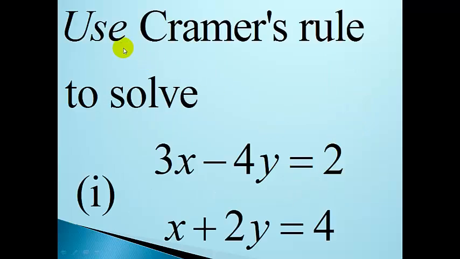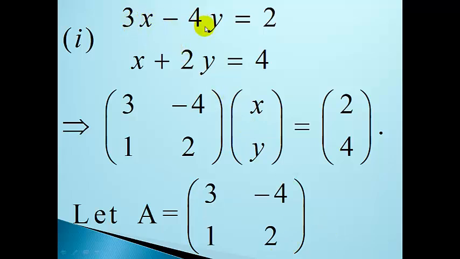Now, let's look at this example. Use Cramer's rule to solve 3x minus 4y equals 2, x plus 2y equals 4. Given these equations, the coefficients of x and y will be 3, minus 4, 1, 2, and that forms the matrix, multiplying x, y, which is equal to the constant 2, 4. Now let A be equal to [3 -4; 1 2], the matrix of the coefficients of x and y.